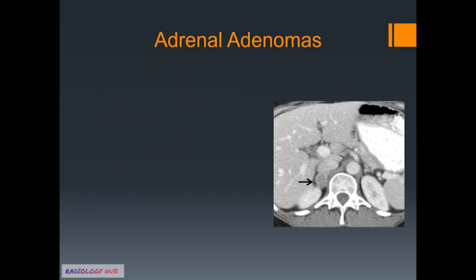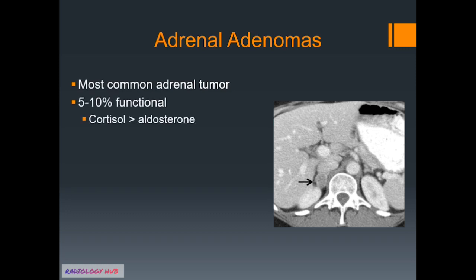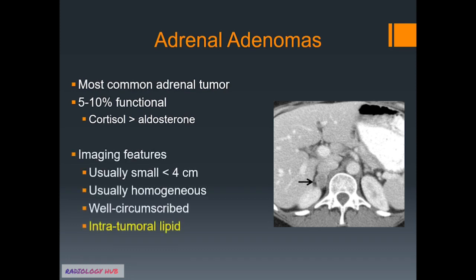Okay, so let's discuss the most common adrenal lesion, which is adrenal adenomas. About 5 to 10% are functional, most secreting cortisol, and more rarely aldosterone. The imaging features: they are usually small, less than 4 centimeters, usually homogeneous, well circumscribed, and the key feature is the presence of intratumoral lipid.